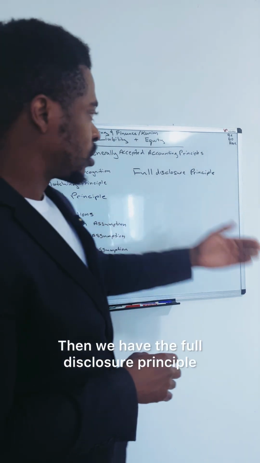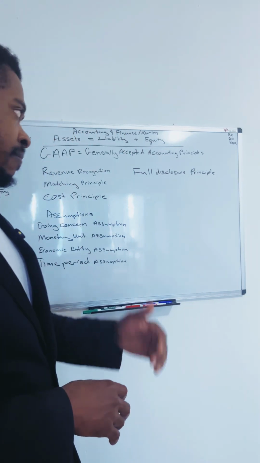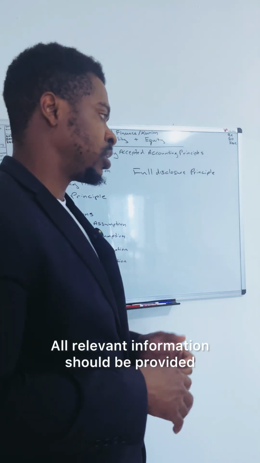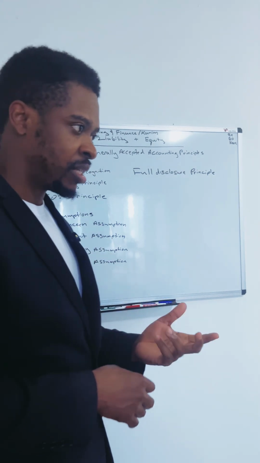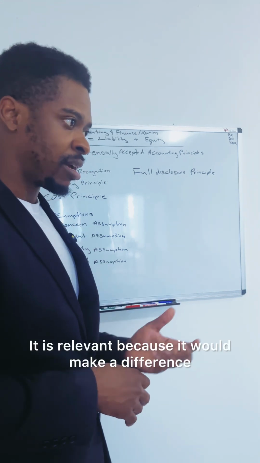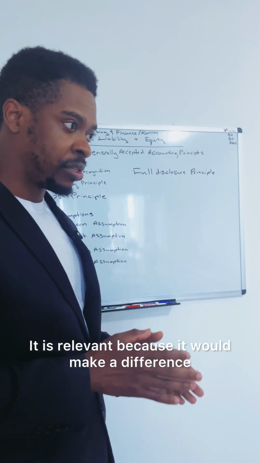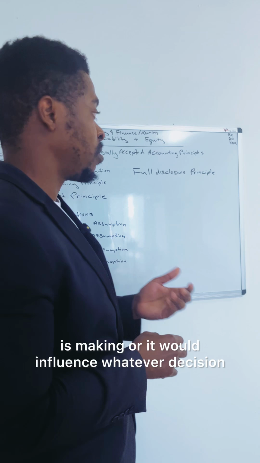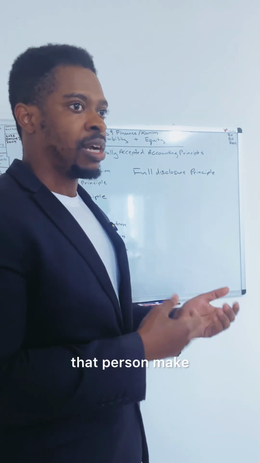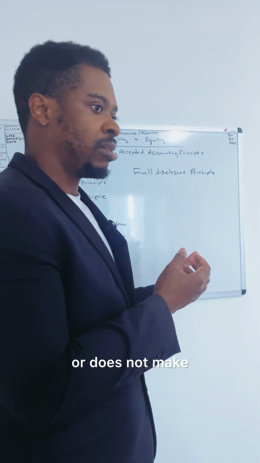Then we have the full disclosure principle, which says that all relevant information should be provided to the users of the financial statements. So any information that is relevant, it is relevant because it would make a difference in the decision that the user is making, or it would influence whatever decision that person makes or does not make.